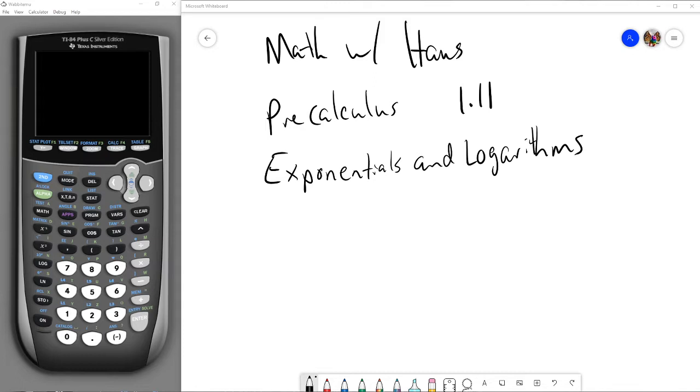We are continuing our investigation of exponentials and logarithms. So, at this point, we've covered the core of what exponentials and logarithms are, their properties, their laws, their graphs, how to solve equations. Now it is time to look at some applications of these functions in the real world.